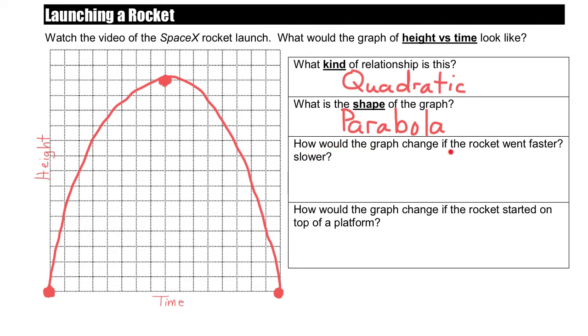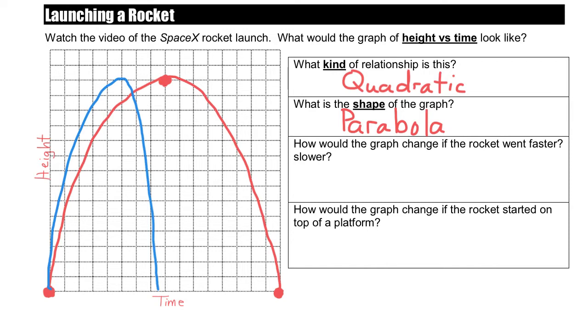So how would the graph change if the rocket went faster? Well, if it went faster, it would just take less time to accomplish the same task. So the graph would look something like this. It would reach the same maximum height, but it would take less time.